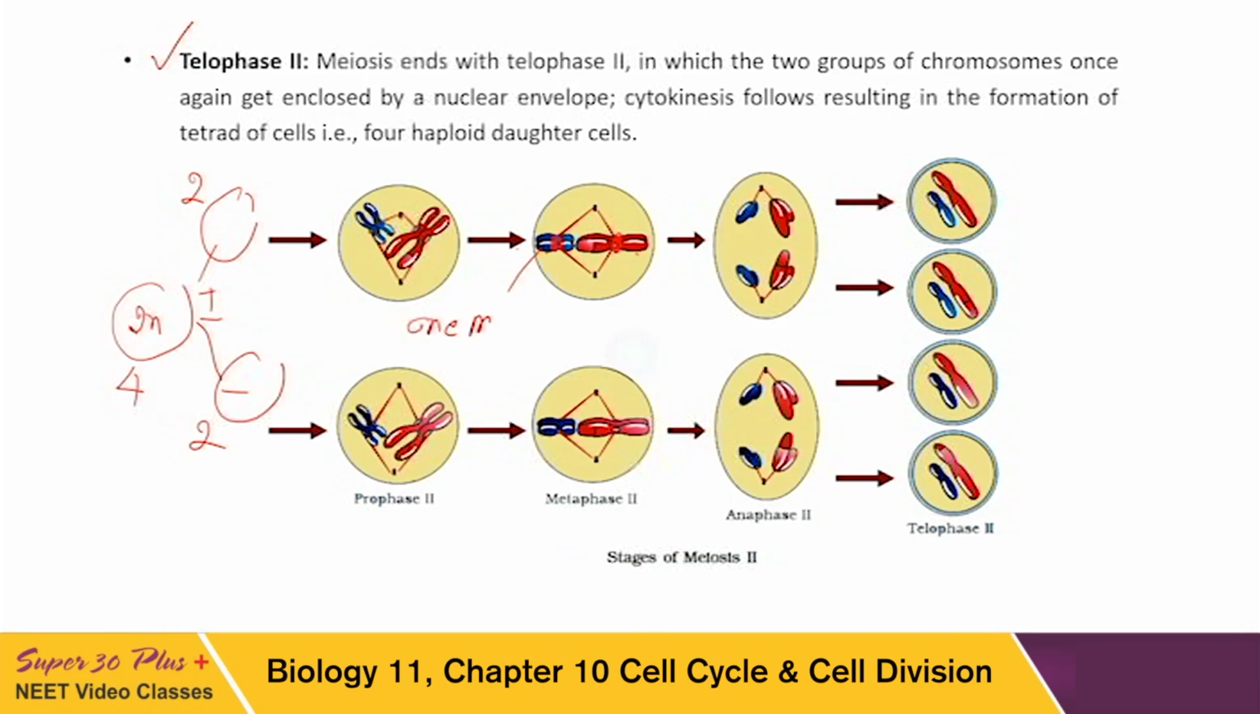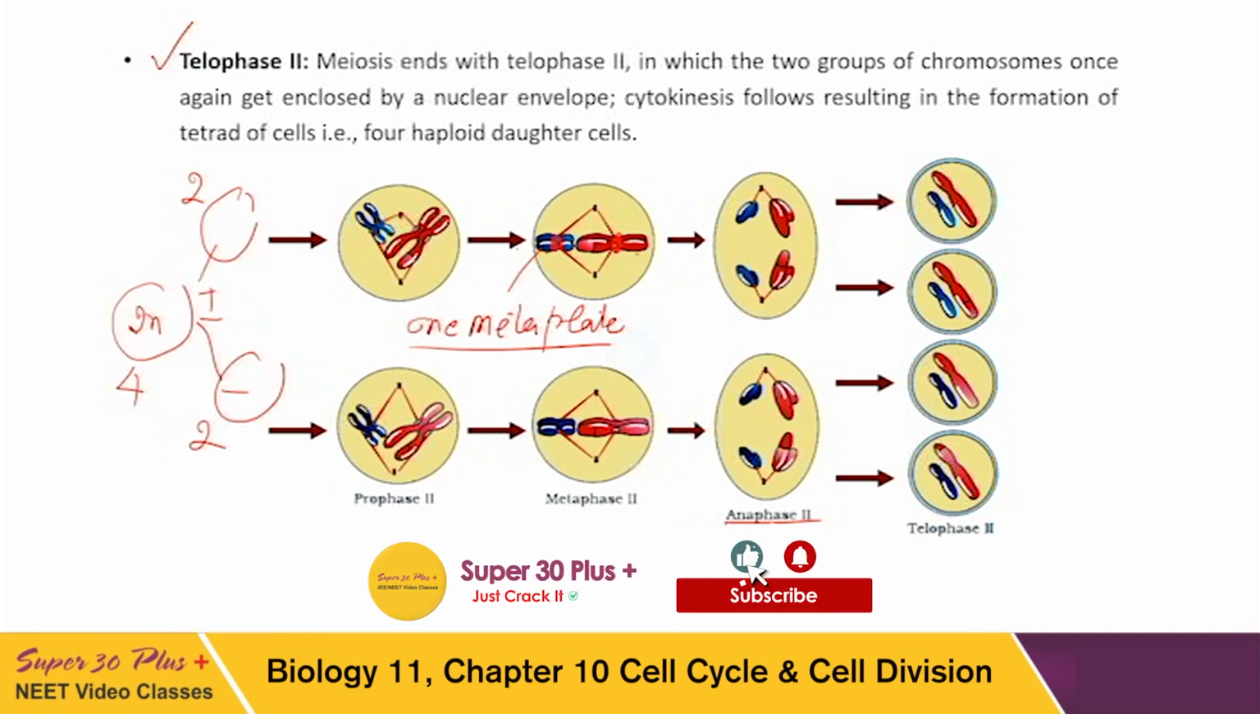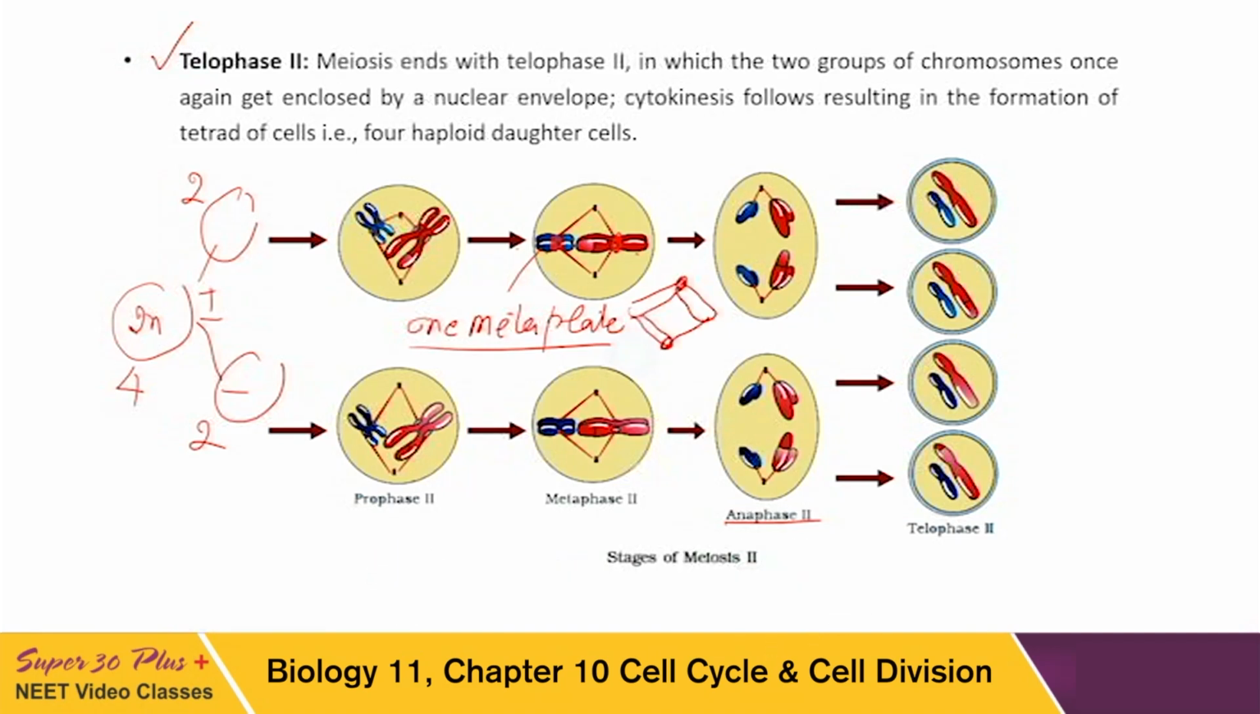This is the metaphase plate, right? And here the centromere held the two chromatids of the chromosome together. What is there in anaphase now? Yes, in anaphase, this centromere will split so that each chromatid will have its own centromere.